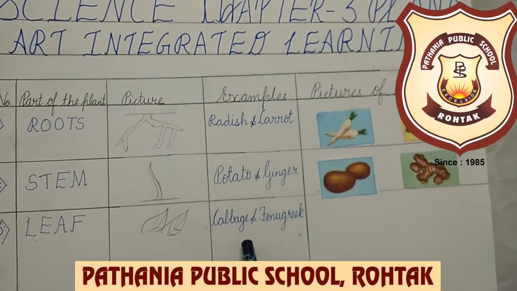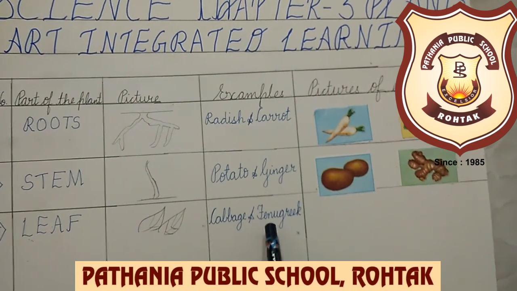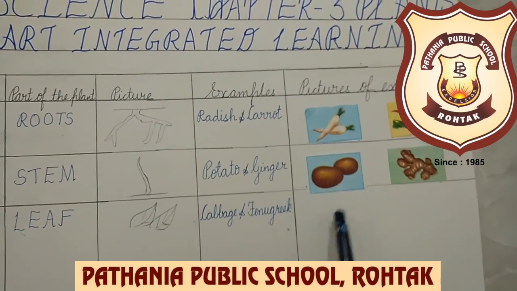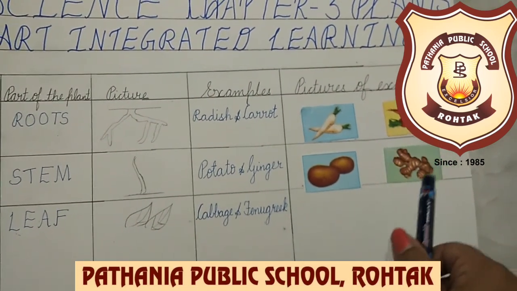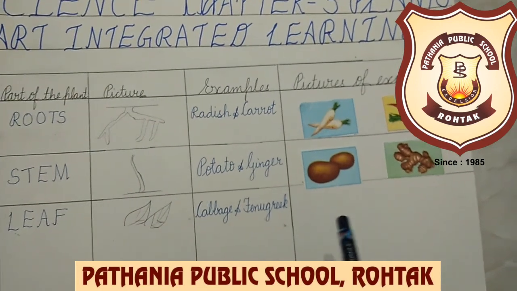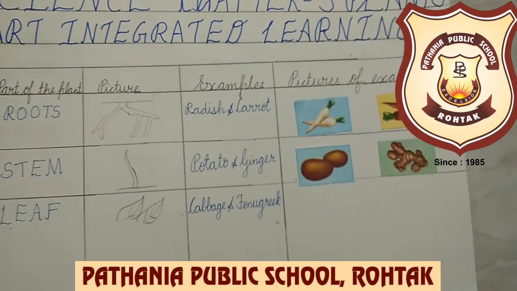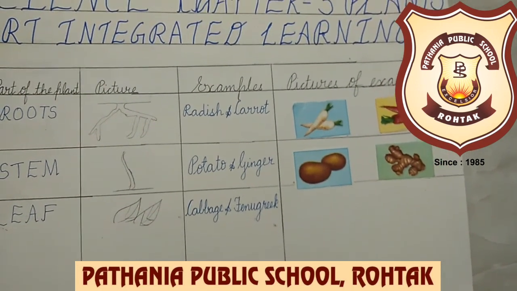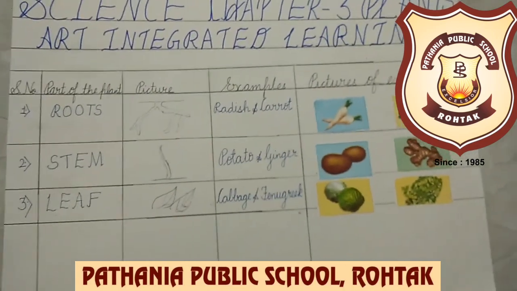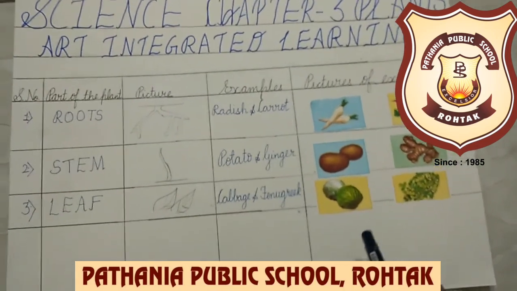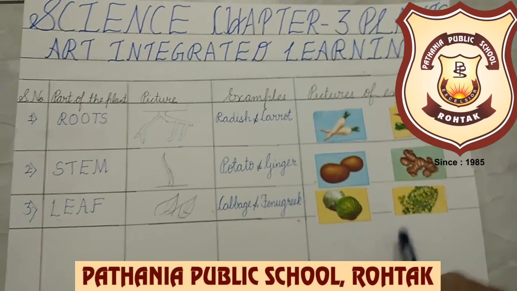Yes, beta, here I have written cabbage and fenugreek. Now here we need to paste the pictures of examples of parts of the plant. So we will paste here pictures of cabbage and fenugreek. See beta, here I have pasted pictures of cabbage and fenugreek.